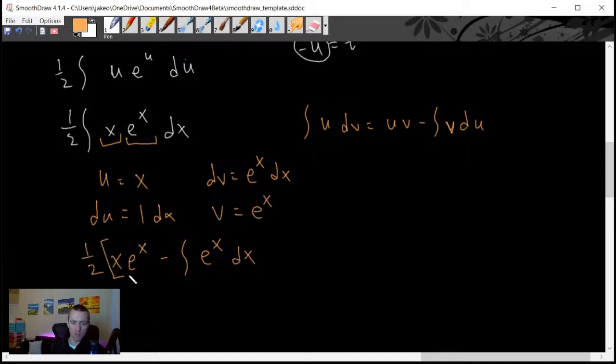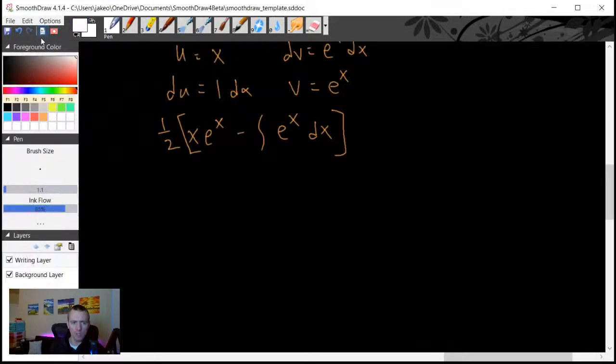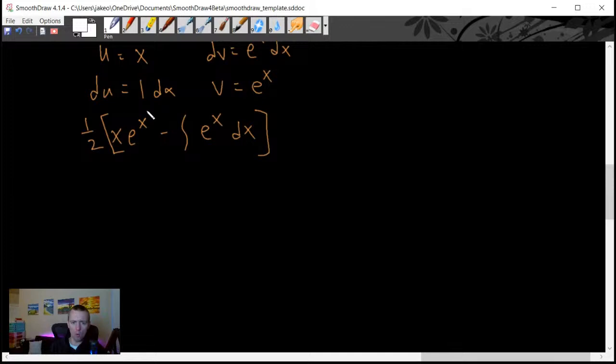All this stuff here, it is very important to make sure that you put parentheses around this, because what this formula tells us is that this integral here is equivalent to u times v minus the integral of v times du, which is what we have inside the brackets here. So whatever constant you have out here needs to distribute to both of these things. That is very important. If you don't put those parentheses around there, you're going to end up with the wrong answer. So what we can go ahead and do now is distribute our 1/2 into there.